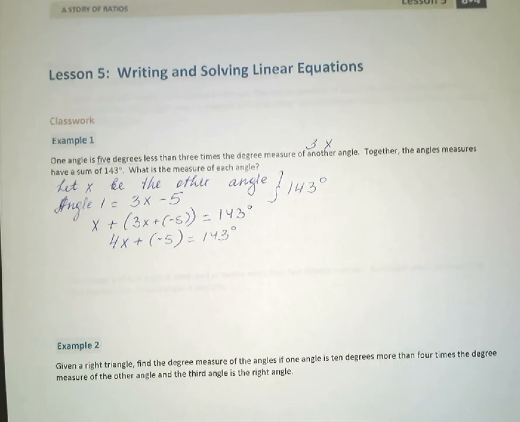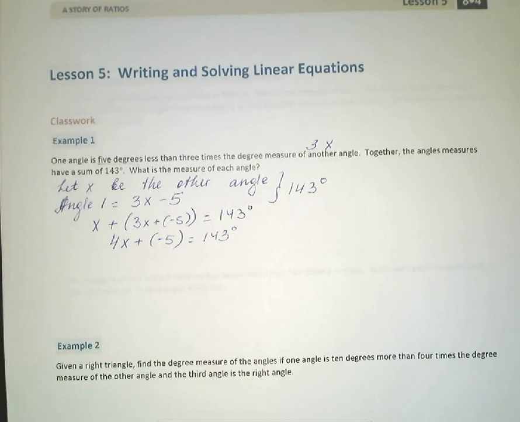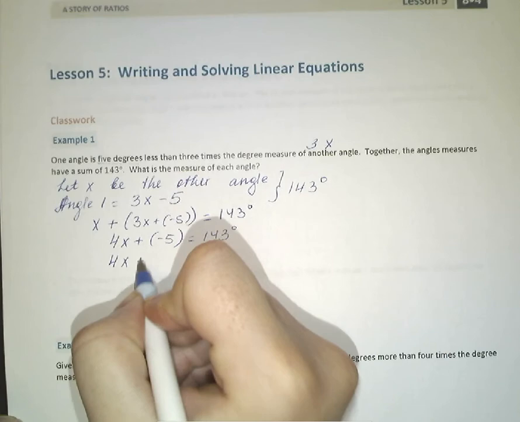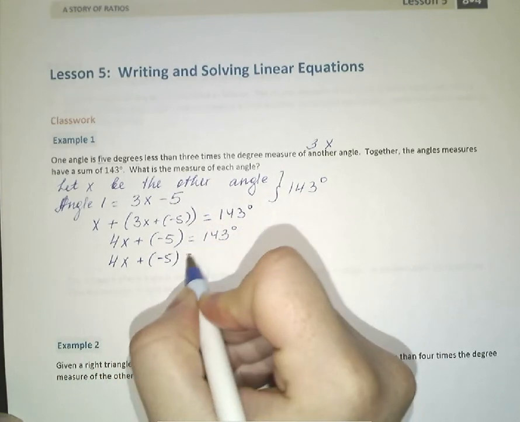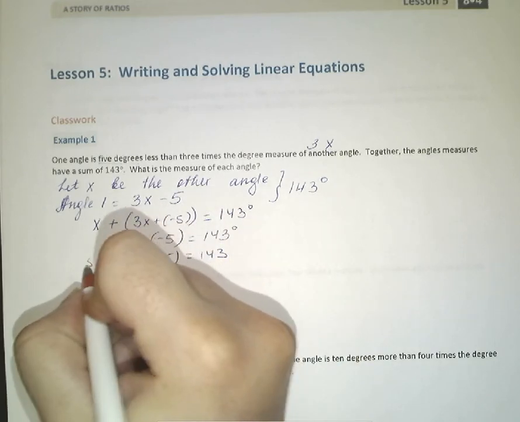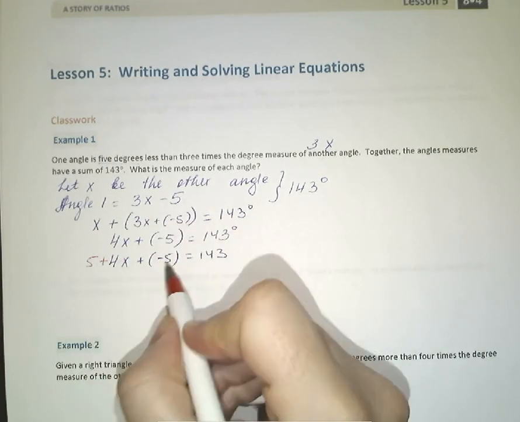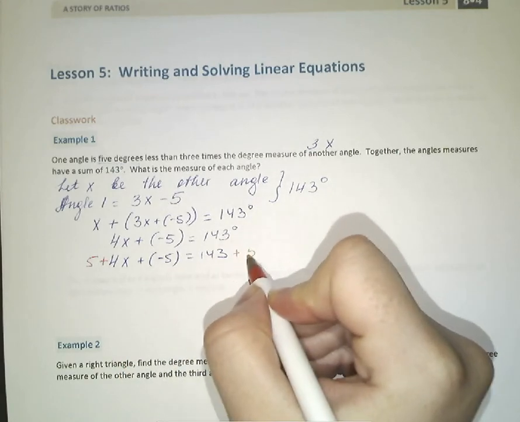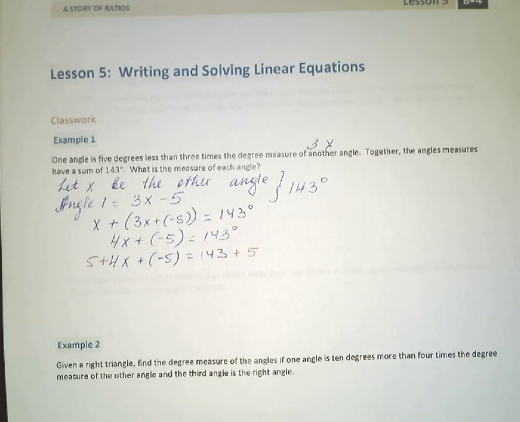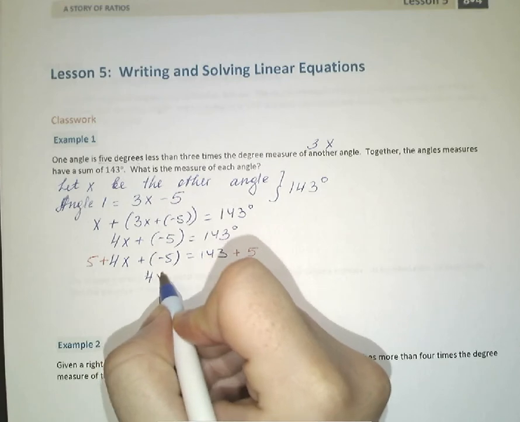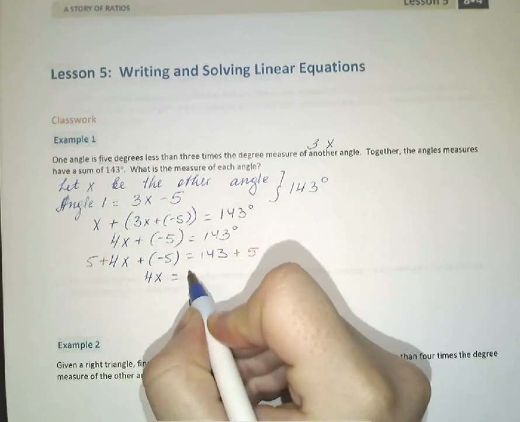And now we are solving it as we would solve a regular two-step equation. We would add 5 to both sides of the equation. So I'll just rewrite this first. And we would add 5. We are adding 5 to cancel that 5 and negative 5 because we know that they will make a 0 on both sides. So on the left side, I will have 4x left. And on the right side, I will have 148.